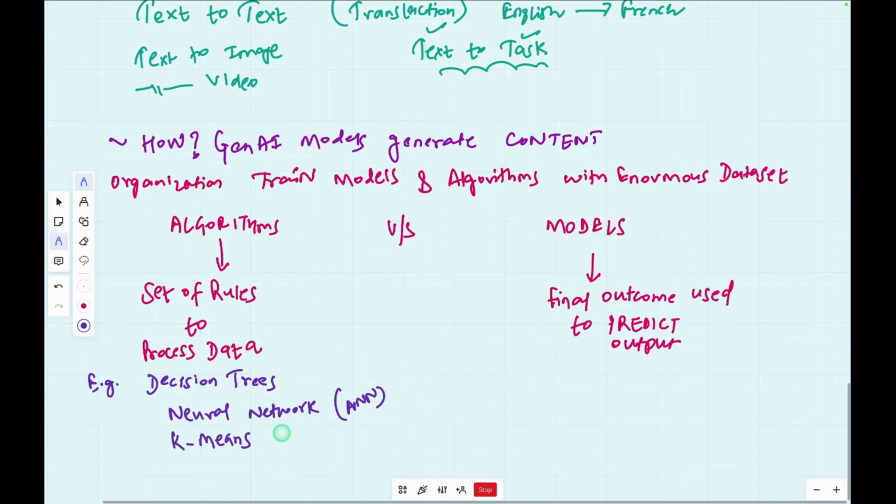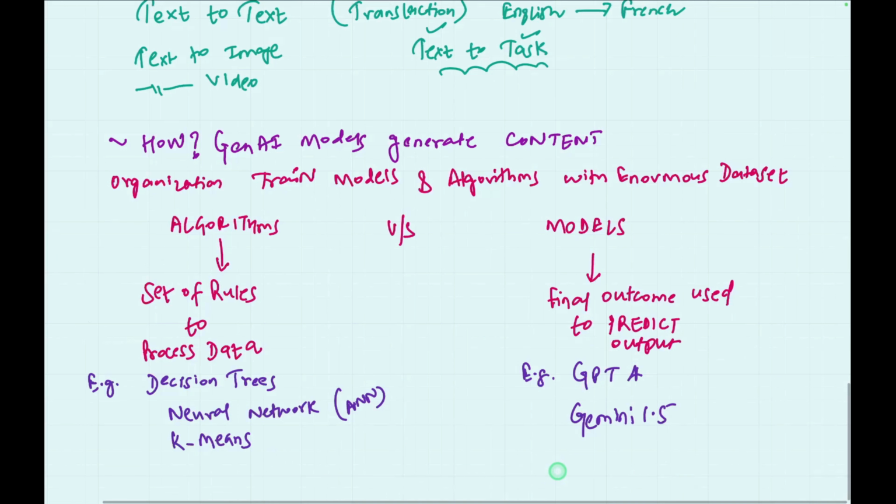Now, what can be some of the models? So a model is basically the final outcome. For example, the model can be GPT, any version of GPT, GPT-4 maybe. Similarly, from Google, you have Gemini, any version, maybe 1.5, and so on. So this is the difference between algorithm and models.